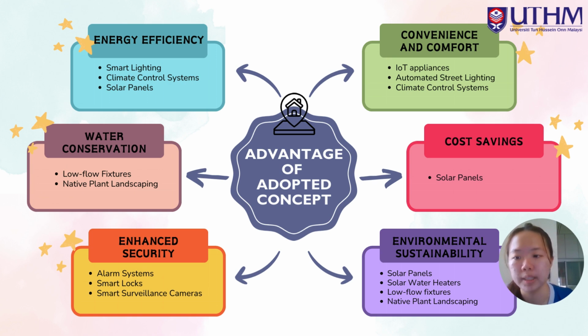For the water conservation advantage, the green housing elements such as the low flow fixture and the native plant landscaping contribute to substantial water saving, and it will reduce the water usage in daily activities, while the native plants require less irrigation and preserve water resources.